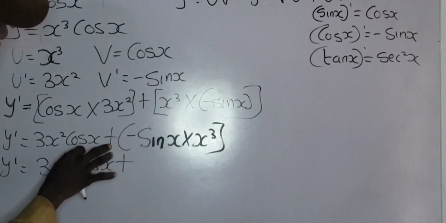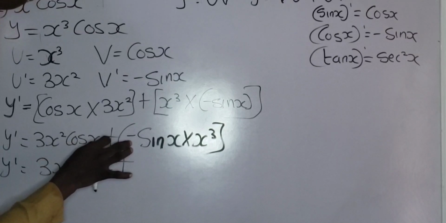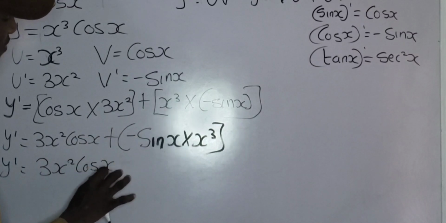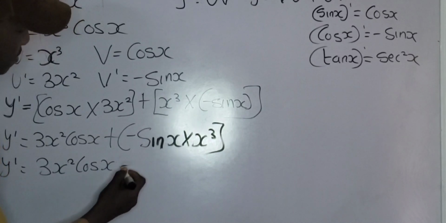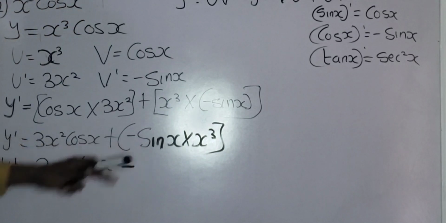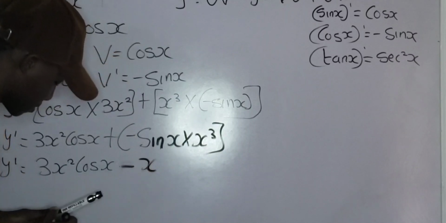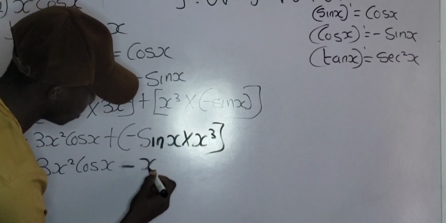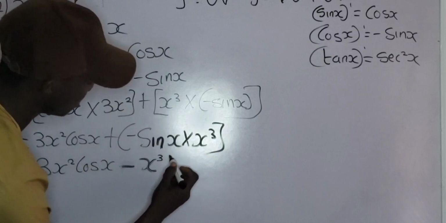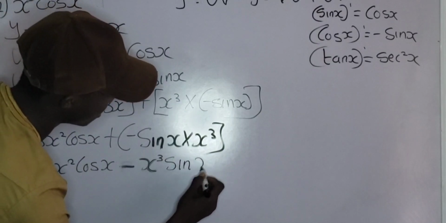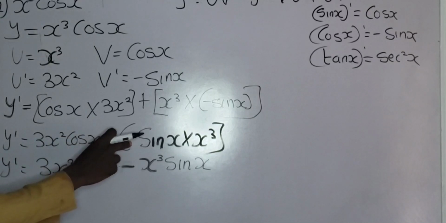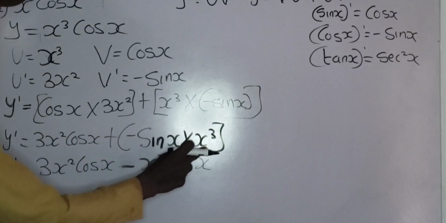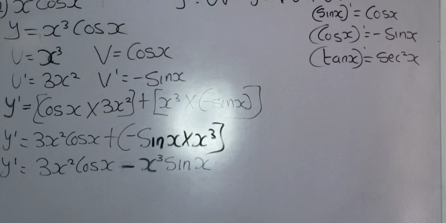So the derivative of y is equals to 3x squared cos x plus, now if you open this bracket, if you multiply plus 1 multiplied by minus, that will give us minus. So I'm going to have negative in this place. This will be negative x raised to the power of 3 sin x. Do you understand how I got this? I multiply this plus 1 multiply minus, that is what? Negative. So negative x raised to the power of 3 sin x. Do you understand?